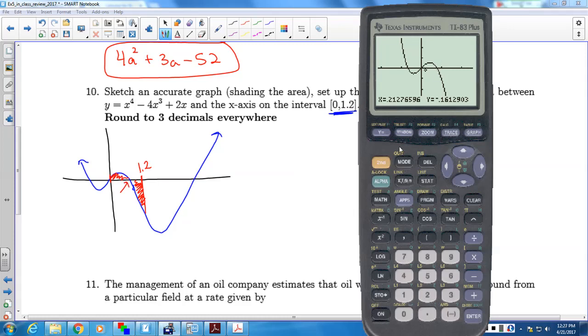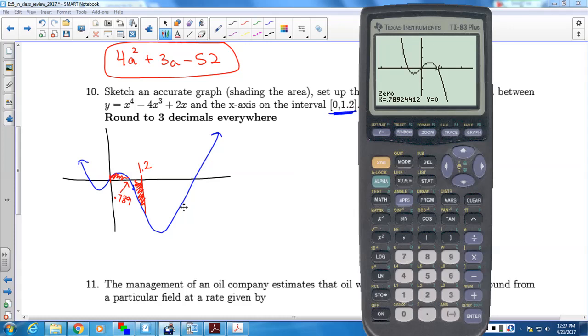This one right here. I'm going to go to second trace, choice number 2. I'm already on the left side, so I'll hit enter. Then I'm going to move my cursor over to the right side and hit enter, and then enter for my guess. And it says round to 3 decimal places everywhere, so that is going to be 0.789. So this is the area that I'm looking for.